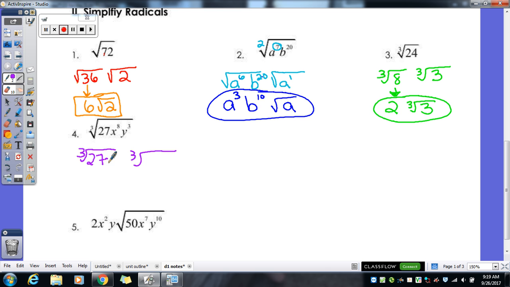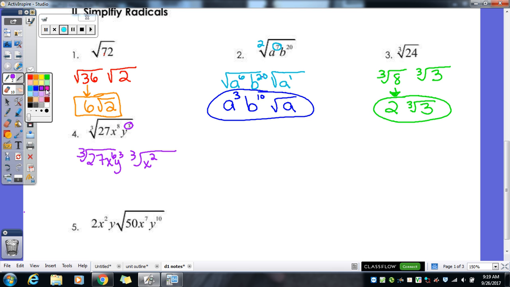So I'm going to separate that into x to the 6th and x squared, because I can divide 6 by 3. And then I put the other 2 that's left to make it an 8 in the other radical. And then can I divide a 3 by 3? Yes. So y to the 3rd is a perfect cube, so that goes in the first one.